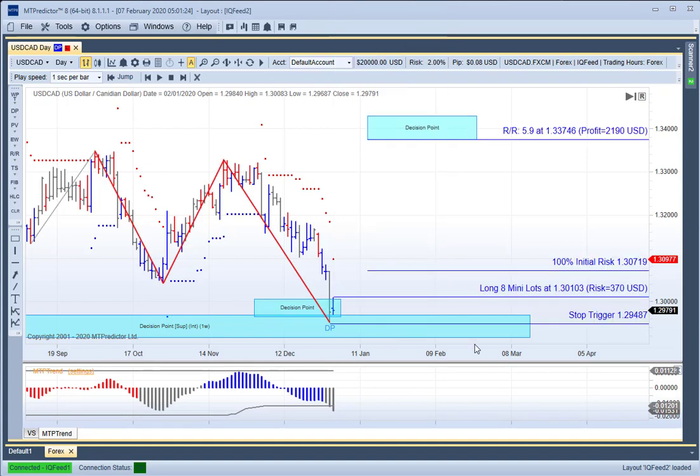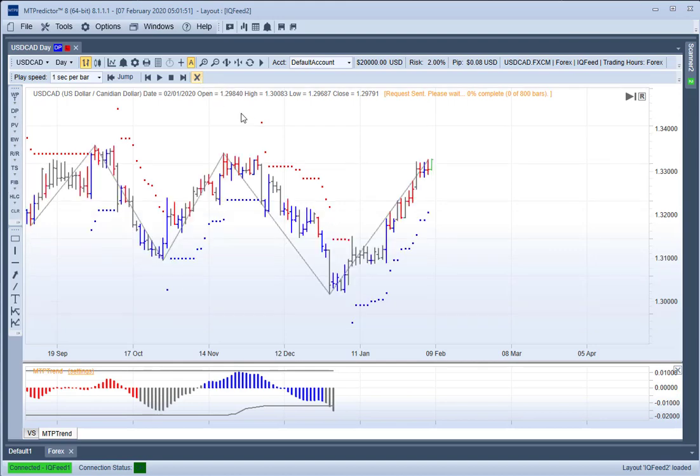Remember, we use position sizing to keep our initial risk small and under control, so when the losses come through, and there always will be losing trades, the losses will be kept small at one risk unit. We are taking 2% of a sample $20,000 account. That will mean with these entry and stop levels, that will be going long 8 mini lots. If the market gets up to this level here, the profit would be just under 6R, so 5.9R.